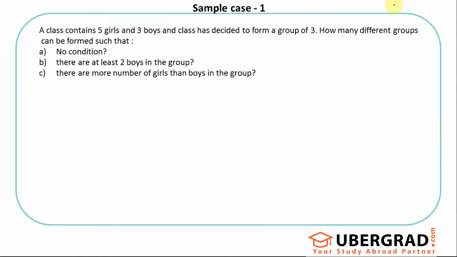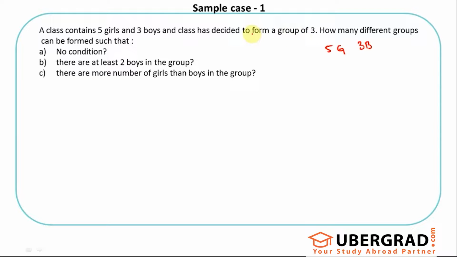So let's look at a simple case. A class contains 5 girls and 3 boys. The class has decided to form a group of 3 people. How many different groups can be formed? The first question has no condition, it simply asks how many different groups can be formed. There's no other condition. I have 5 girls and 3 boys in the class and the goal is to make a group of 3.